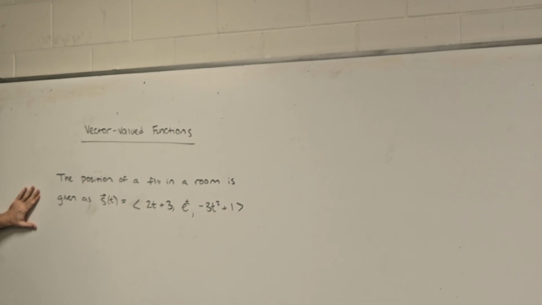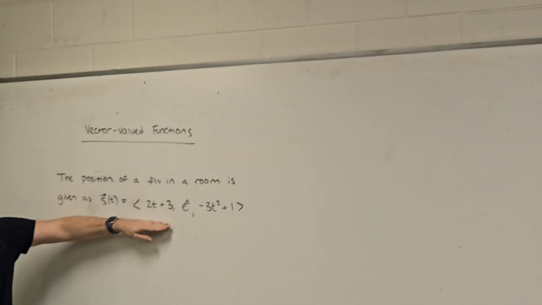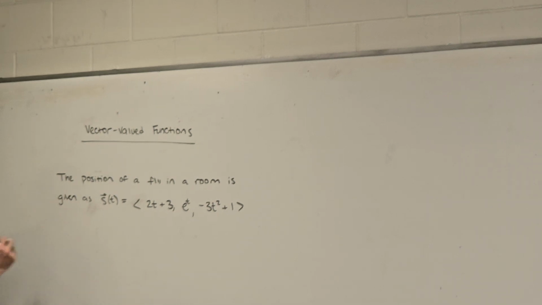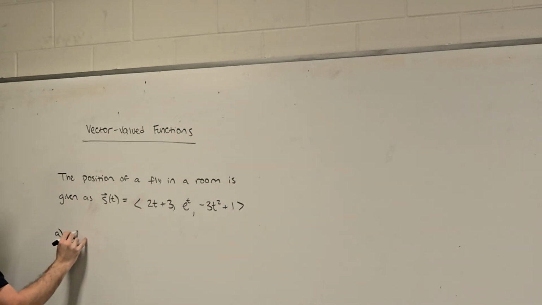So the position of a fly in a room is given as s of t. Now I have a vector value function. And let's just go through all the different possibilities of things that we're going to be asked to do with these vector value functions.